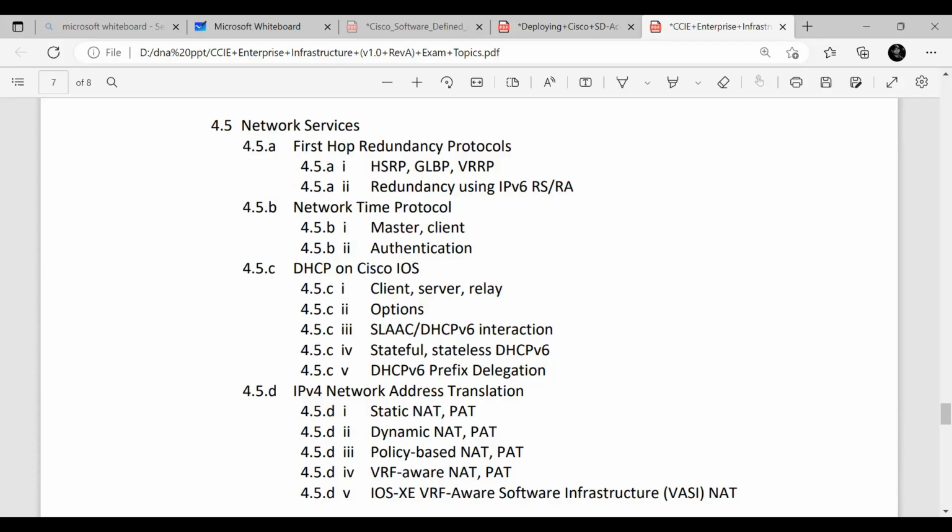Then we've got dynamic NAT, and also dynamic PAT. Then we've got policy-based NAT, policy-based PAT, VRF-aware NAT, VRF-aware PAT. Then IOS XE VRF-aware software infrastructure, which is new for me, this one. VASI NAT, okay.